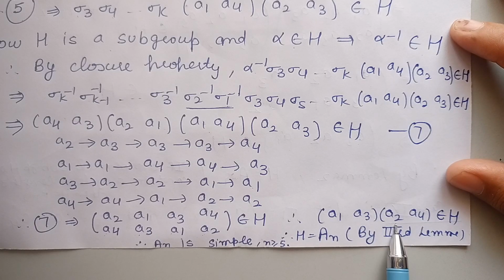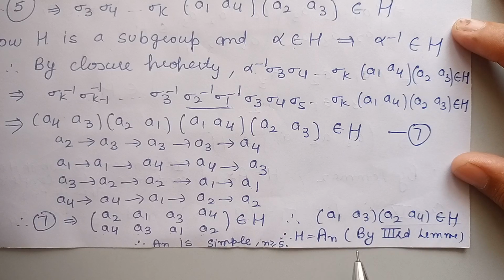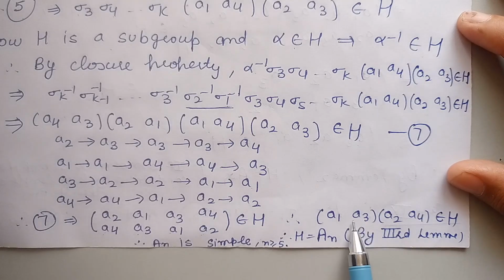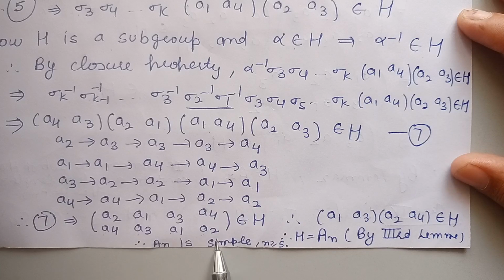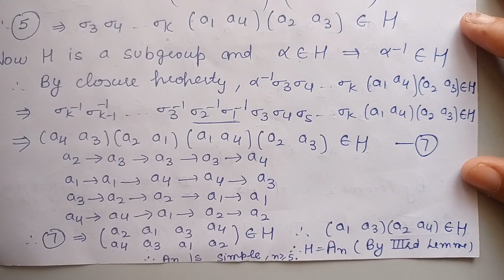These are disjoint transpositions, and in the third lemma we had discussed that if any normal subgroup H of An contains the product of disjoint transpositions, then H is identical to An. So we have proved H is equal to An. So in all the 4 cases we have proved that An is the same as H. So this proves that An is simple for n greater than or equal to 5. So this completes the proof of your theorem.